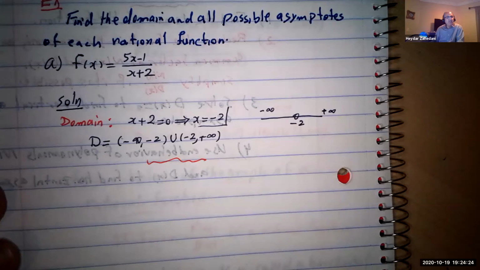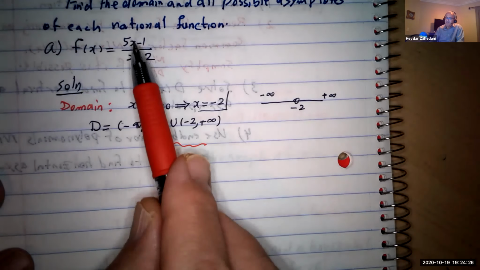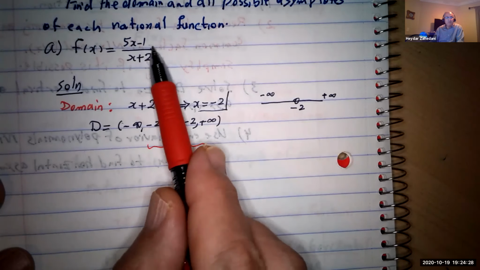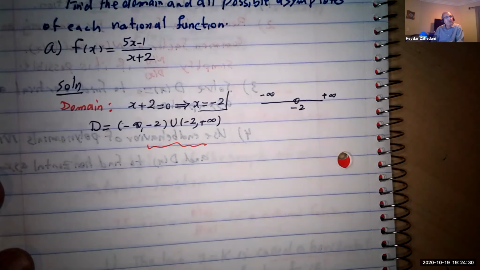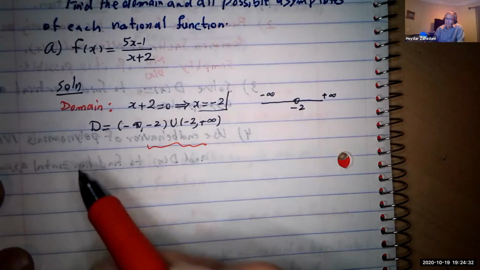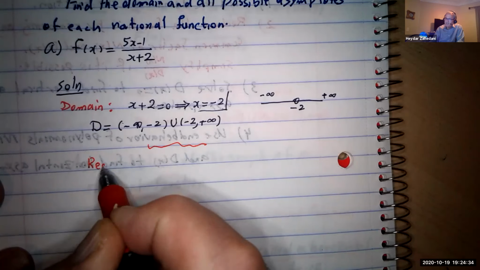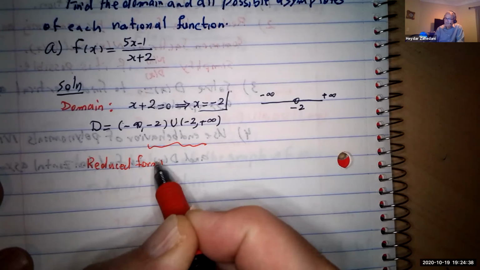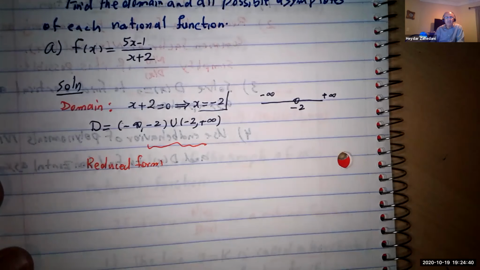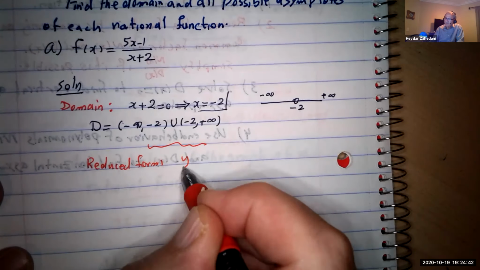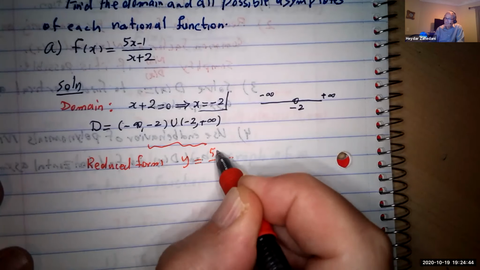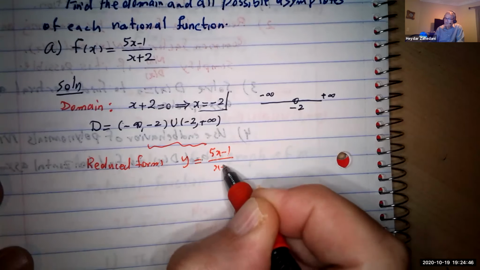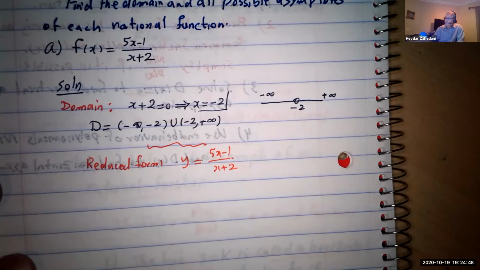Now the way we're going to find it: first, if there is a common factor in the top and the bottom, you simplify it. There is no common factor, so we call it reduced form. Reduced form, you cannot simplify it. So that gives you y equal to 5x minus 1 over x plus 2. You get the reduced form first, then we go for those asymptotes.